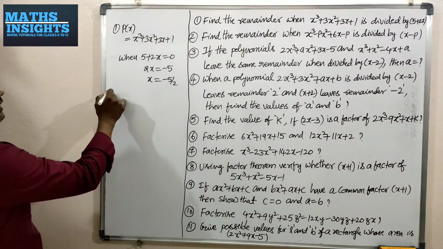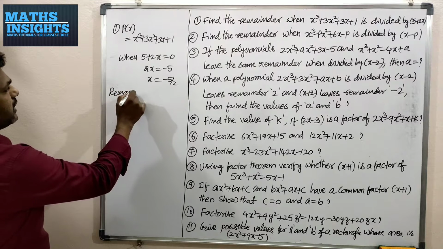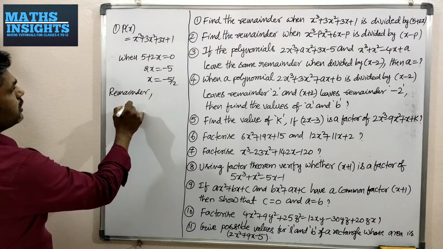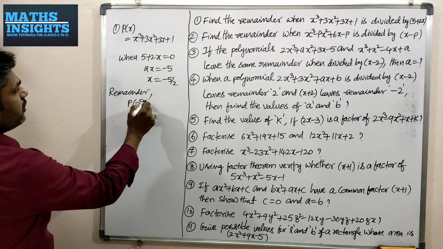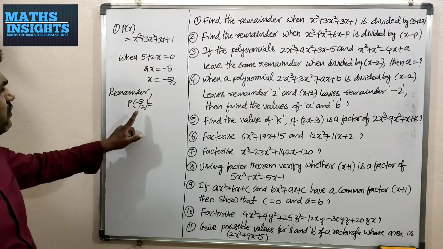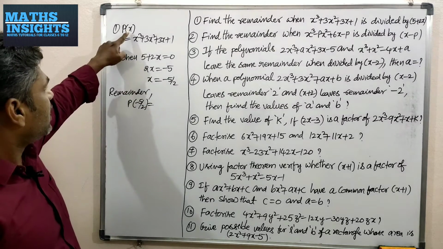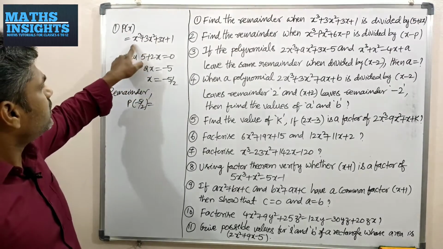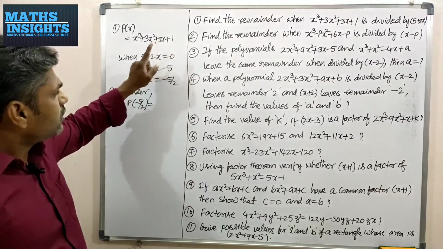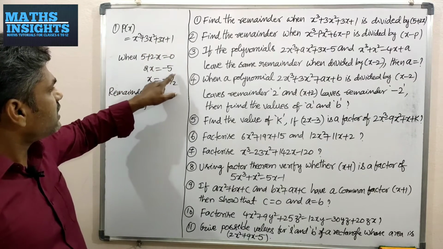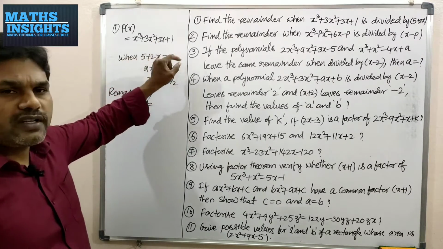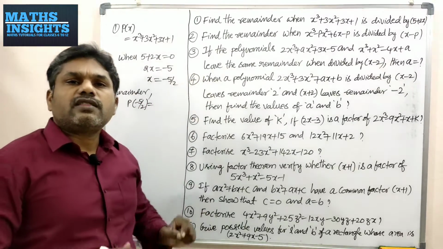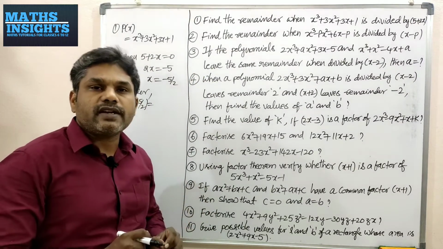That means remainder is equals to p of minus 5 by 2. That means wherever x is there, I am substituting x is equals to minus 5 by 2. Similarly, in the polynomial also, you have to substitute x is equals to minus 5 by 2 and find the value of the polynomial. That will become the remainder.